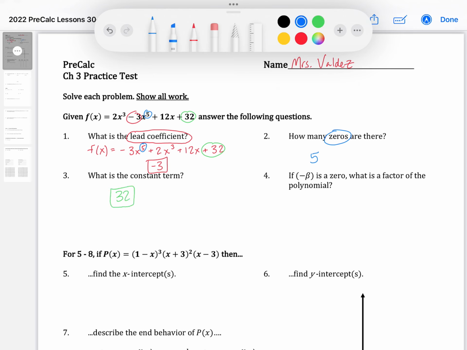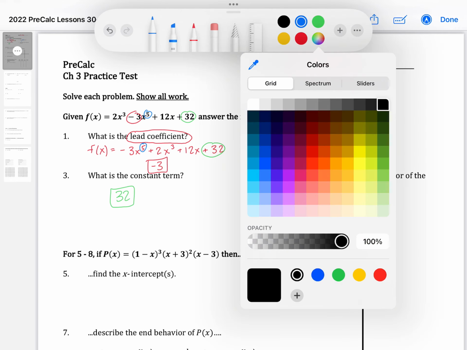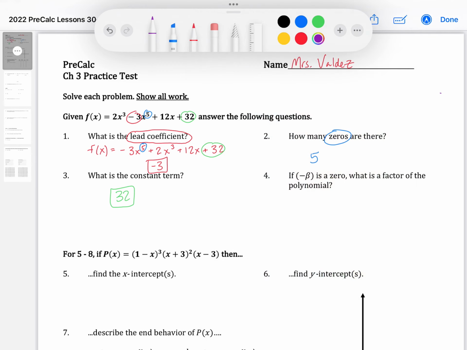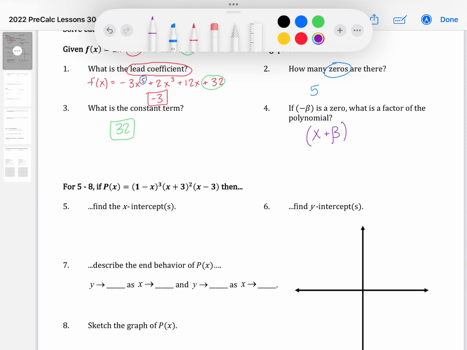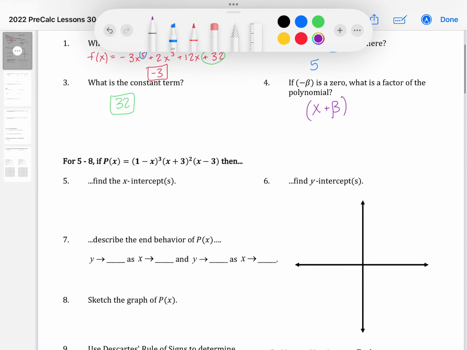And then lastly, I know this is kind of a strange variable to use, but it's just saying if you know that negative beta is a 0, that means x plus beta would have to be a factor of that polynomial. Just like if we said 7 would be a 0, we would put x minus 7. If we said -2 would be a 0, we'd put x minus -2, which would be x plus 2. So that's just trying to get the idea of what a 0 means versus what a factor means.